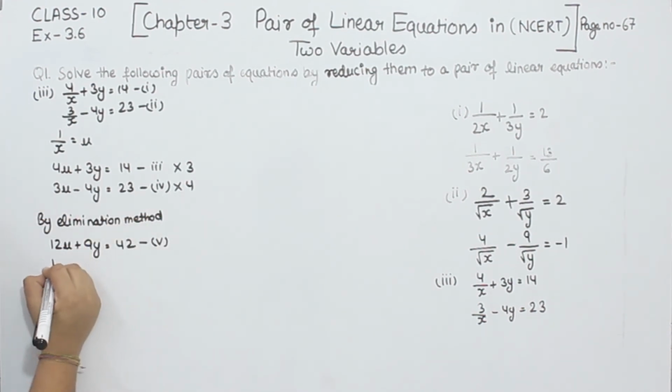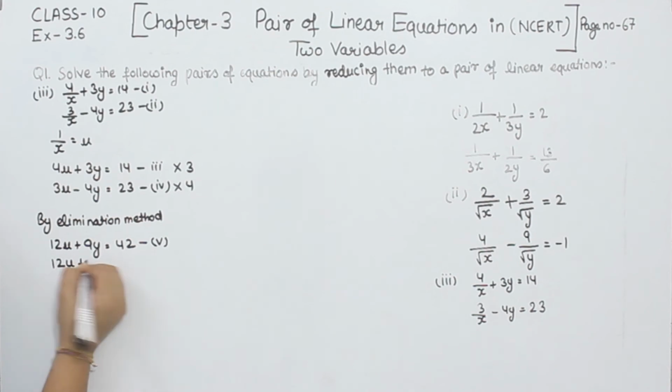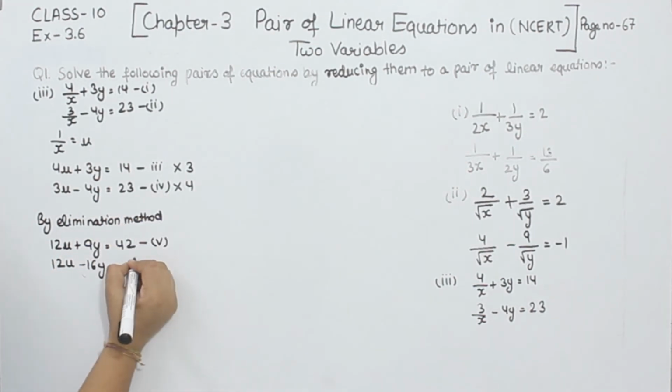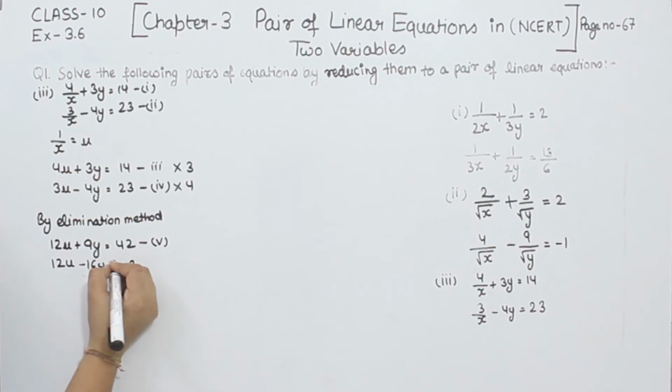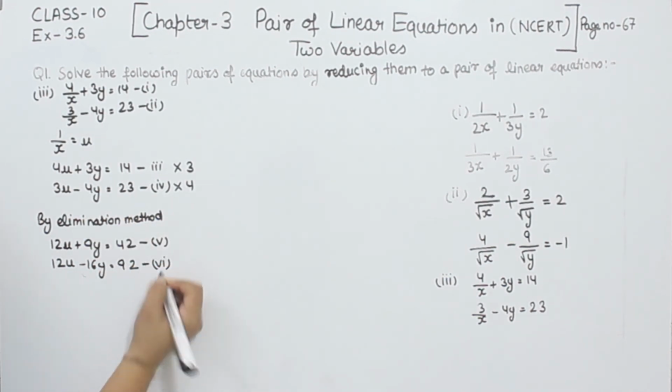Now we multiply this one. 4 3s are 12u minus 4 4s are 16y, and here we are having 4 3s are 12, carry 1, 3 2s are 6, 4 2s are 8 and 1, 9. This one we are having is equation number 6 here.